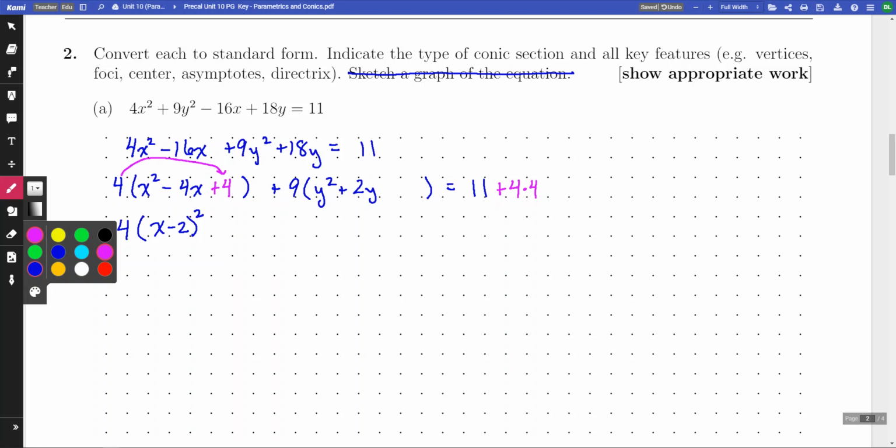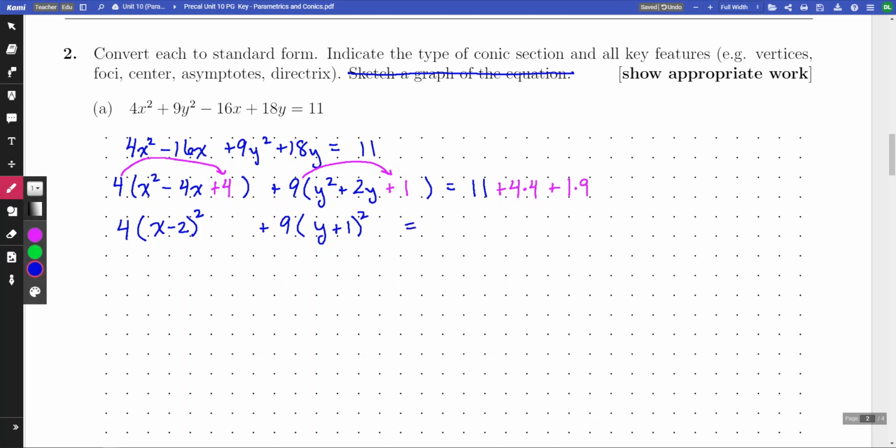Now, for my y, I have plus 9. I take half of the coefficient of 2y, which half of 2 is 1. So I'm going to have y plus 1 squared. But really what I was doing was adding 1 to make a perfect square, and if I add to one side, I have to add to the other side. But really it was 1 times 9. So I need to make sure I add 1 times 9 to both sides.